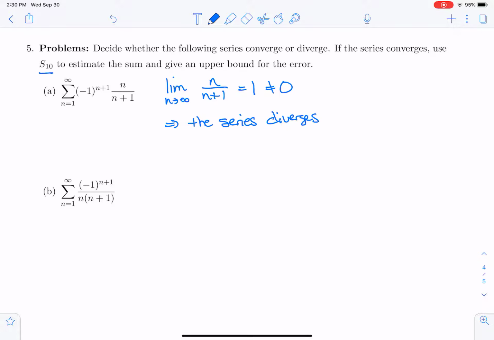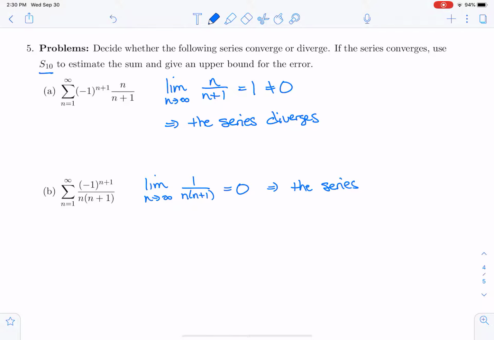Now let's look at this second sum. It's (-1)^(n+1) over n times n plus 1. Again, because the terms are alternating, we're going to see if the terms are going to 0. So we're going to look at the limit as n goes to infinity of 1 over n times n plus 1. And that does equal 0, so that tells me that the series converges.